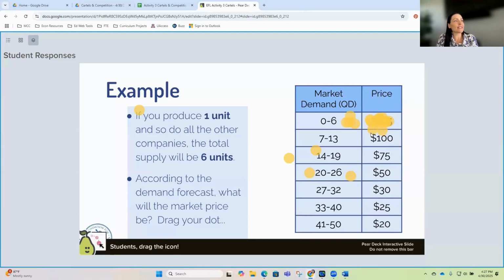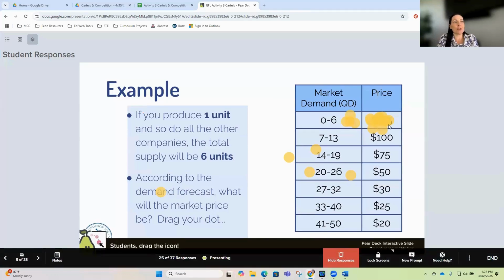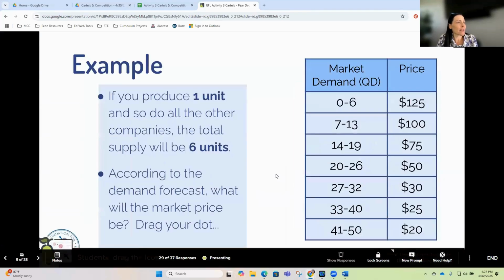Okay, so it looks like most of you have your yellow dots up here covering $125, and that is correct. Good job.